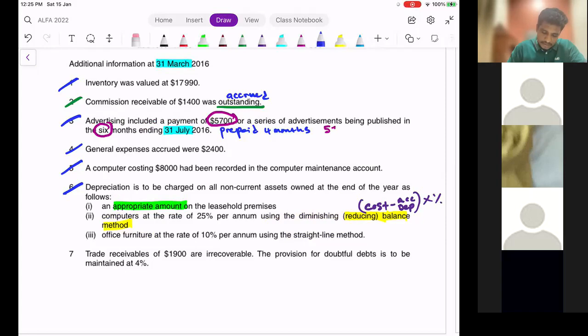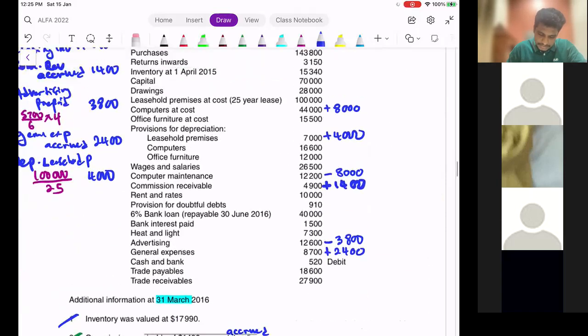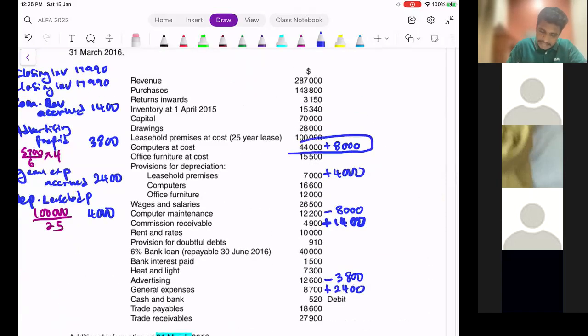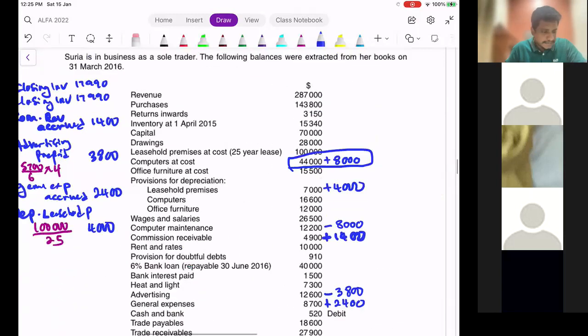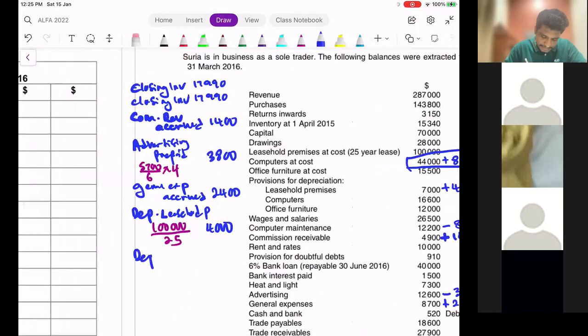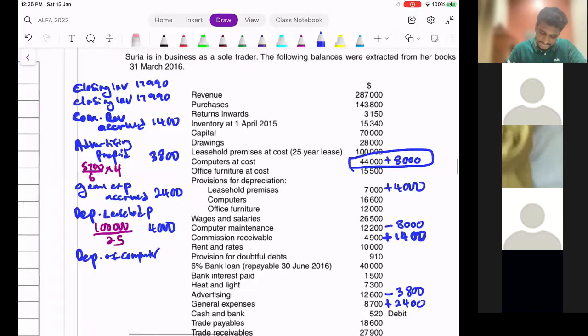Okay, now I see the computer. How much is my computer? My computer is this one. There's a new computer also. 44,000 plus the 8,000. So I calculate the depreciation of the computer. 52,000. You know how I get 52,000? 44,000 plus the 8,000, we get 52,000.